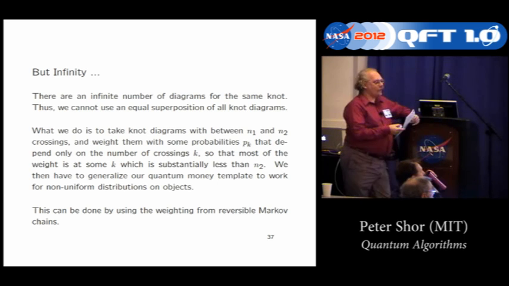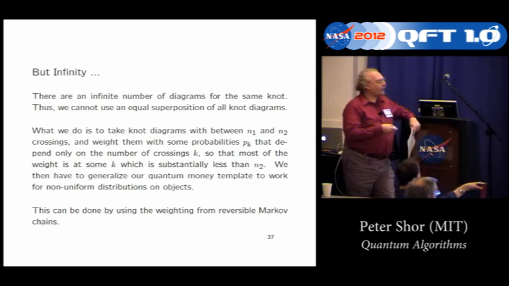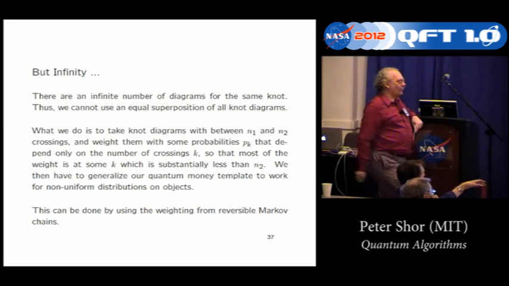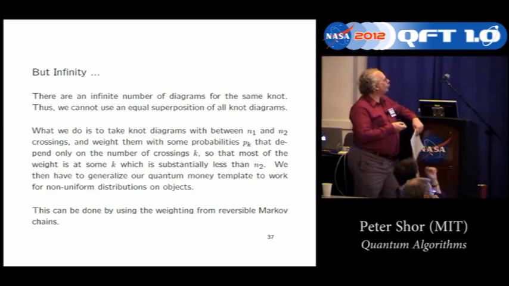And now I'll only have a few more slides. There are a lot of diagrams of the same knot, in fact, an infinite number if you allow arbitrarily many crossings. So you can't use this equal superposition. So what we're going to do, the idea is basically take knot diagrams between n1 and n2 crossings and weight them with some probability p_k, or some amplitude, that depends only on the number of crossings.